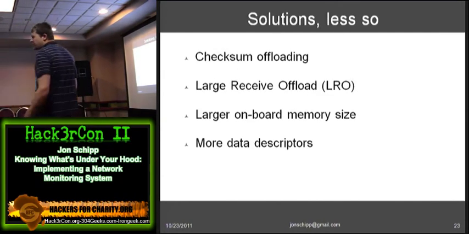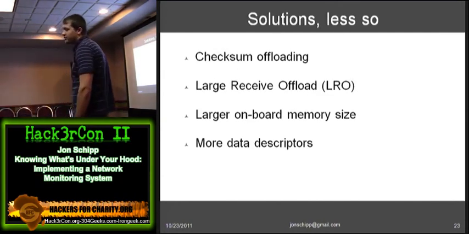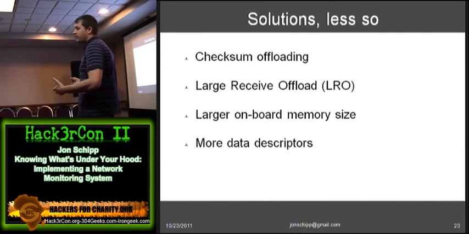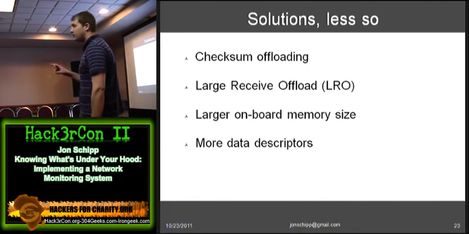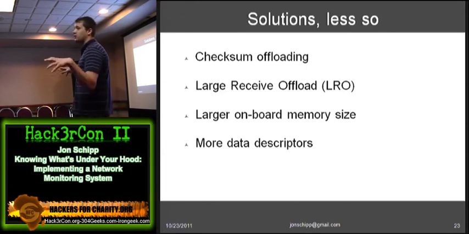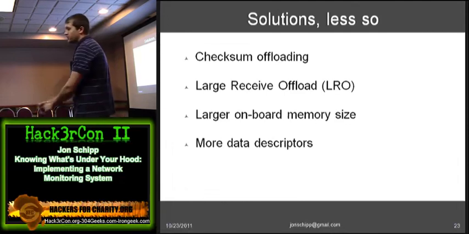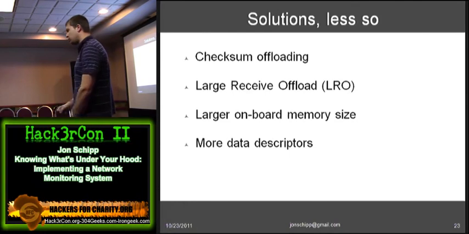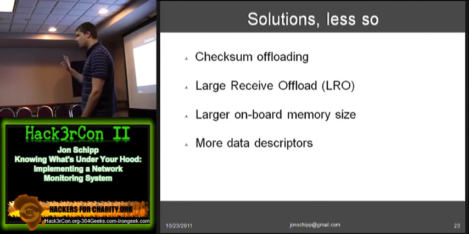And here are some other solutions. These really aren't that big of a deal, but I just threw them in there. Checksum offloading: most NICs can actually calculate the checksums by themselves, rather than have the CPU do it. Large receive offloads: the NIC starts dividing the packets and puts them in a large pool of buffers, and sends a stream out to the host operating system. So the NIC does more work, basically. Larger onboard memory sizes is one thing you can do, and you can also have more data descriptors, so you can address more packets at one time.